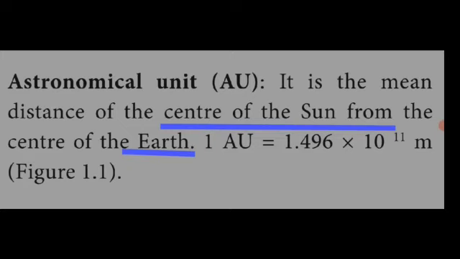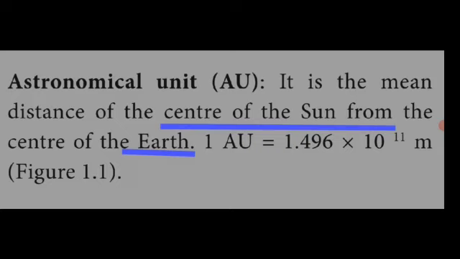The expression is AU. The astronomical unit is the mean distance of the center of the Sun from the center of the Earth. This distance is called one astronomical unit. One astronomical unit value is 1.496 × 10^11 meter.